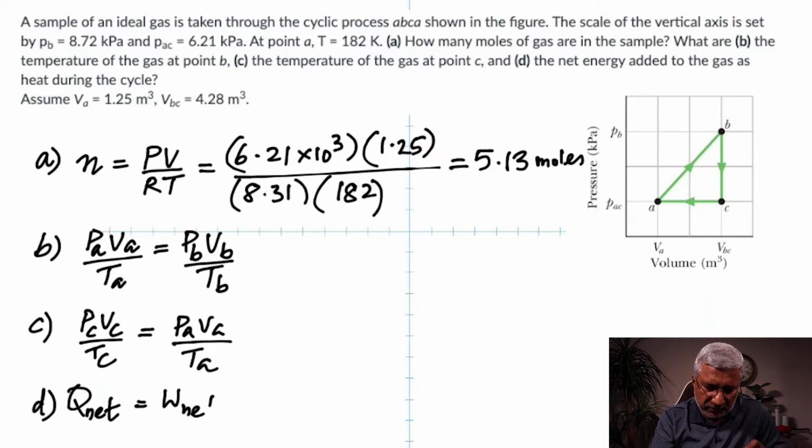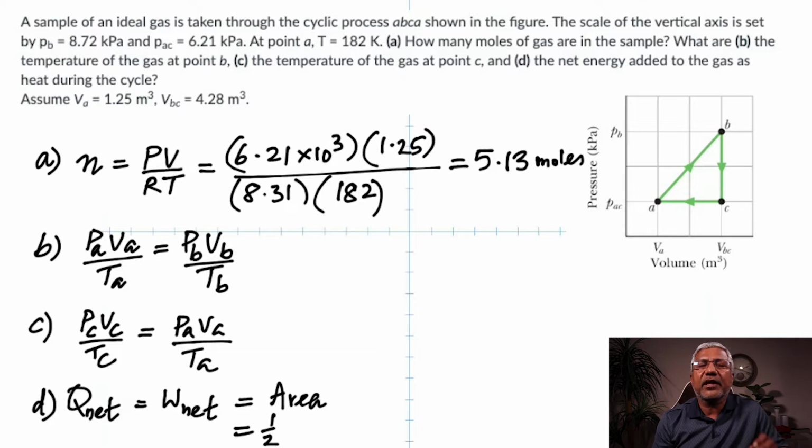And then the last part says, what's the net energy added to the gas? Now, it's very important to notice that because it's a cyclic process, those who are writing, write it down. Because it's a cyclic process, the work done is going to be the heat added, the net heat. It's not always true. It's only true if it's a cyclic process. So Q net is equal to the total work done. How do you find the work from a PV diagram? By finding the area of the PV diagram. Another important point. From the pressure volume diagram, you find the work by finding the area.